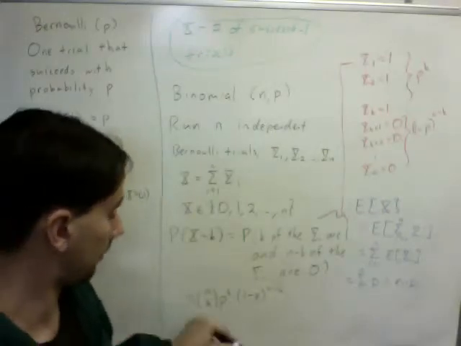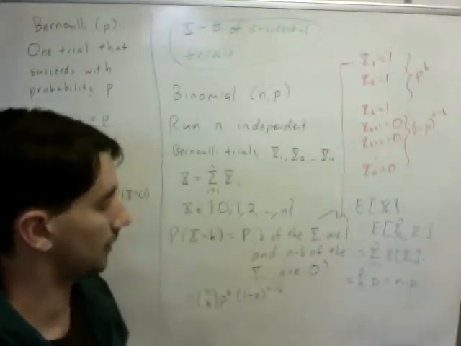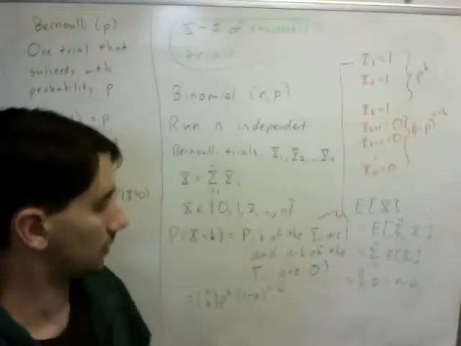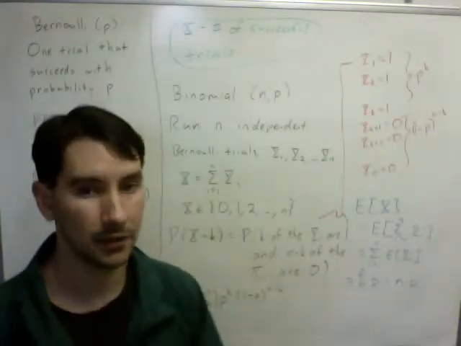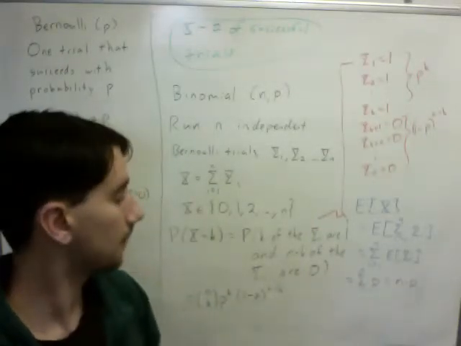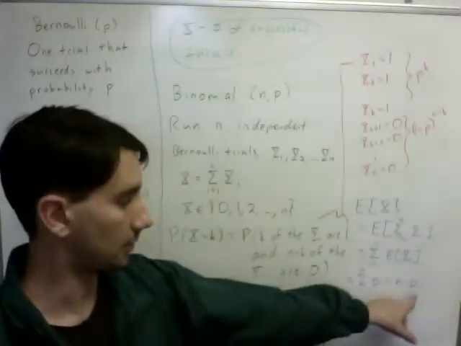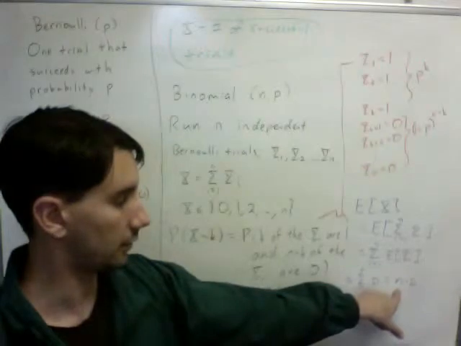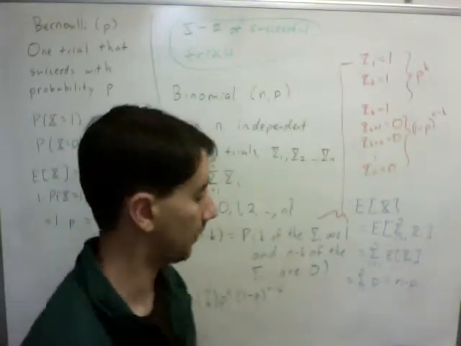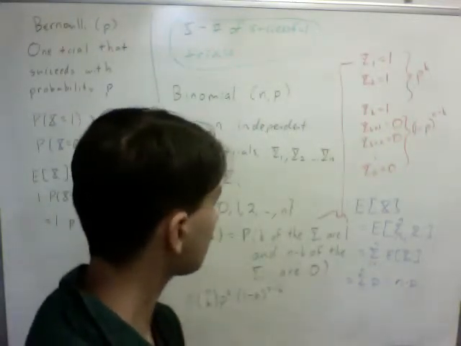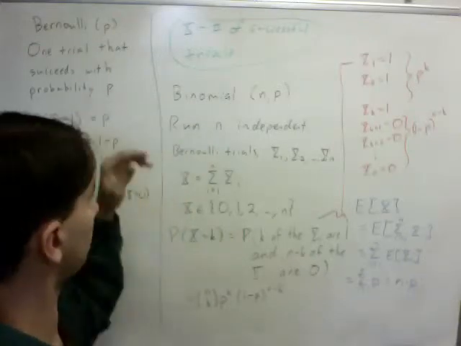So the expected number of successes out of n trials, if each succeeds with probability p, will just be n times p. So in other words, if you flip a coin 10 times, the number of heads you expect to see is 5, because each one succeeds with probability 1/2, and there's 10 trials, so 10 times a half gives us 5 expected heads. Okay, so that's Bernoulli and binomial.